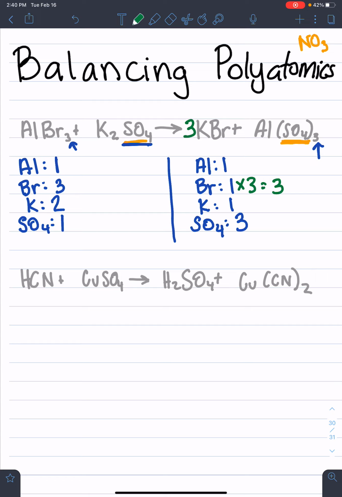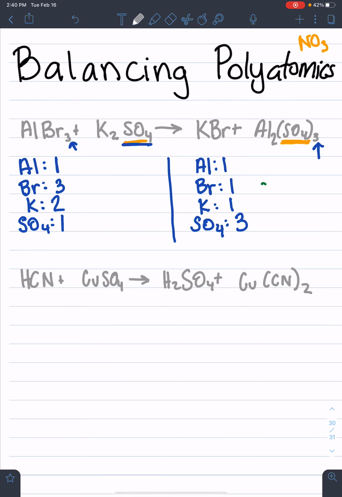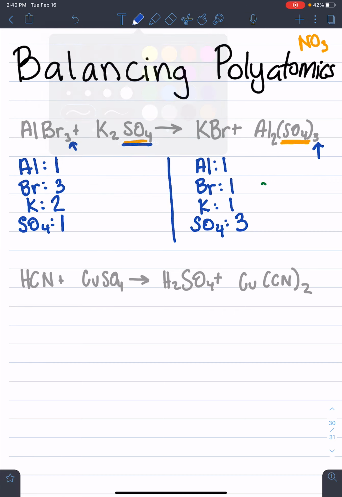Oh, sorry, actually, we're going to go back. I'm sorry about this, guys, because I didn't realize that we actually missed a 2 here by this Al. So that's going to kind of change our stuff. I'm sorry if you have this all written down already. But this Al is now going to be a 2, not a 1.